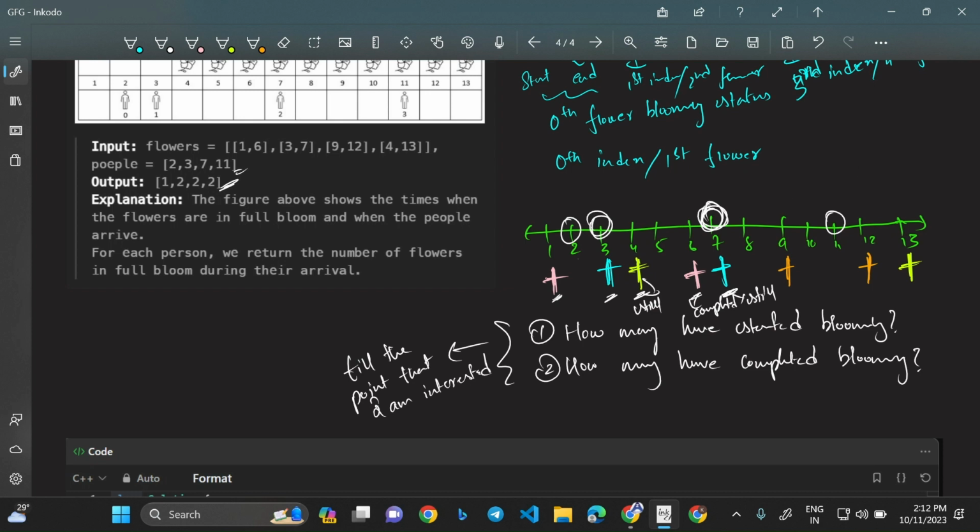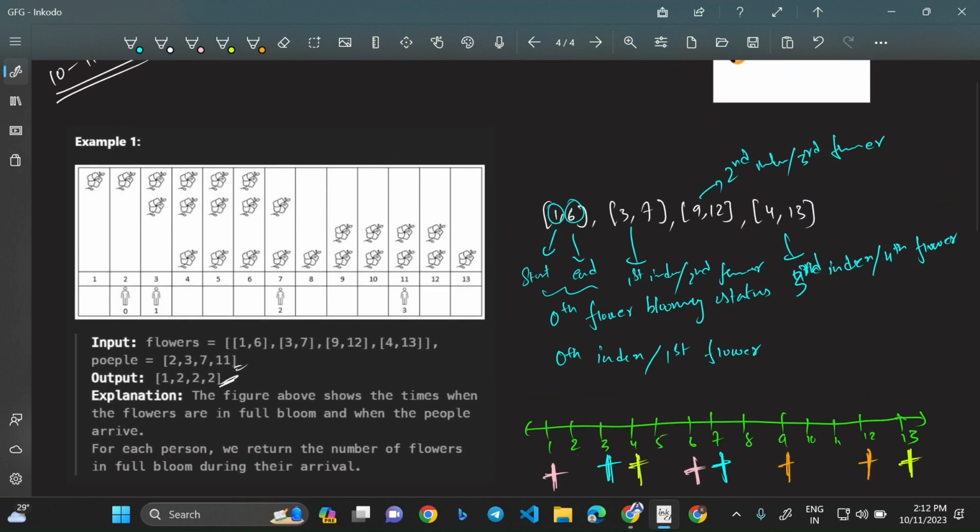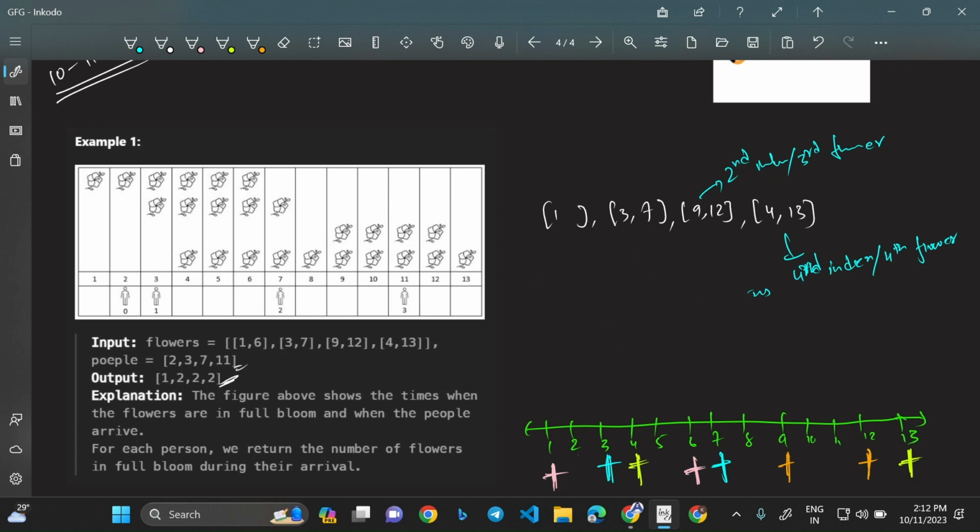So how do we get this idea? How do we understand that a particular flower is blooming and a particular flower has completed blooming? We do it by the flower array that has been given to us. So how do we analyze it? Let us see that now. I'll erase these things and just use the array that has been given. What the approach is, we'll see now.